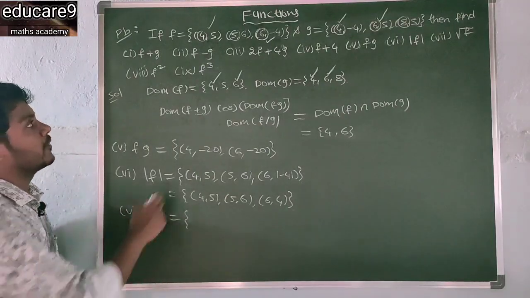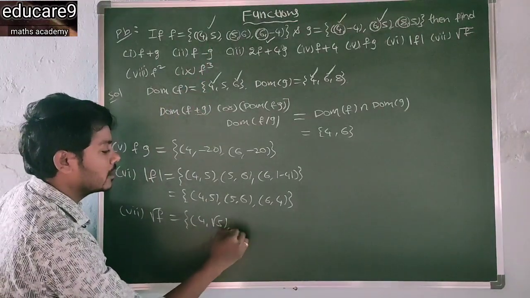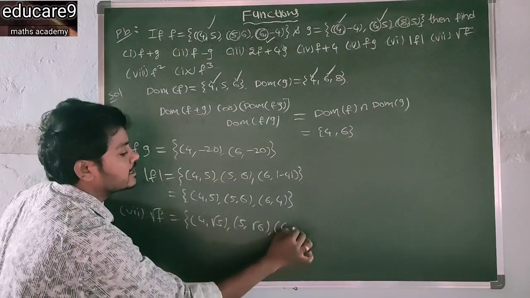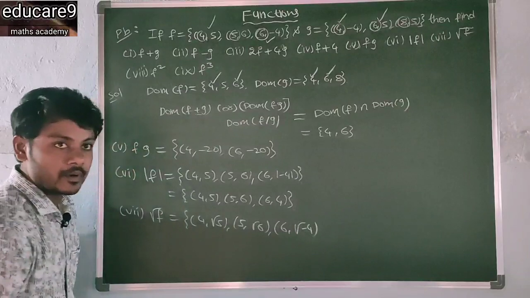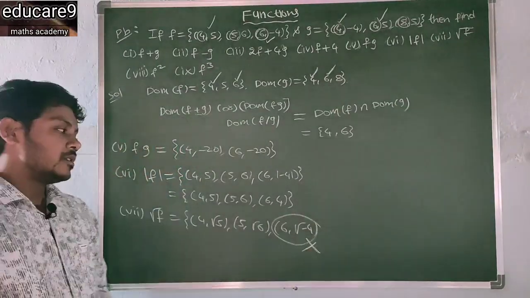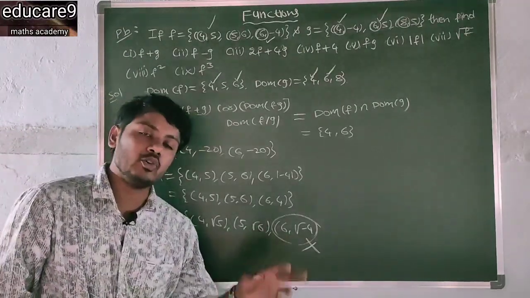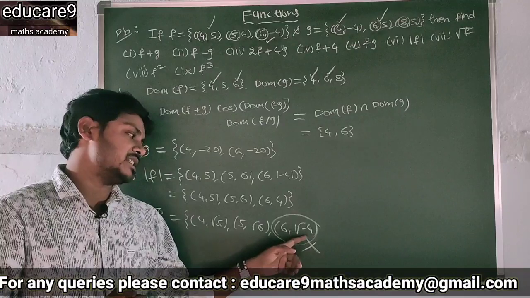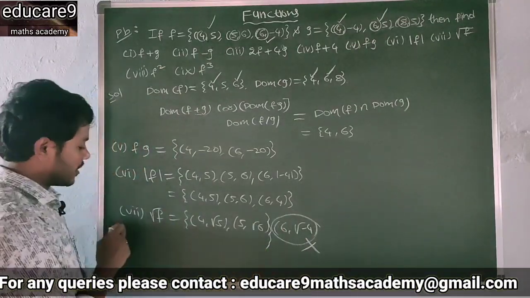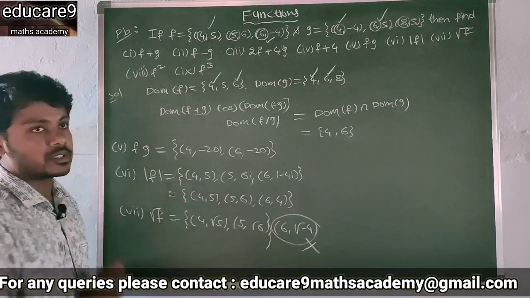And next one, root f. So take root of a codomain element, that is 4 comma root 5. So 5 comma root 6 and 6 comma root of minus 4. So but this is not possible. So because for functions we have to use real numbers only, but this is a complex number. So you have to neglect this one. So therefore root f is what? 4 comma root 5 comma 5 comma root 6.